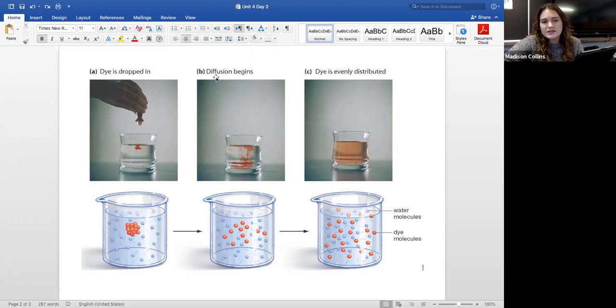But over time, something called diffusion, which is a type of passive transport, so it does not require energy, those molecules are going to start spreading out, and they're spreading out from an area of high concentration to low concentration. So they're starting to spread out all throughout that water. And eventually we're going to reach C, where dye is evenly distributed. So equilibrium has been reached. There are equal amounts of food dye and water spread throughout that entire solution. All right. So hopefully that helped you guys visualize what's happening just a little bit more.